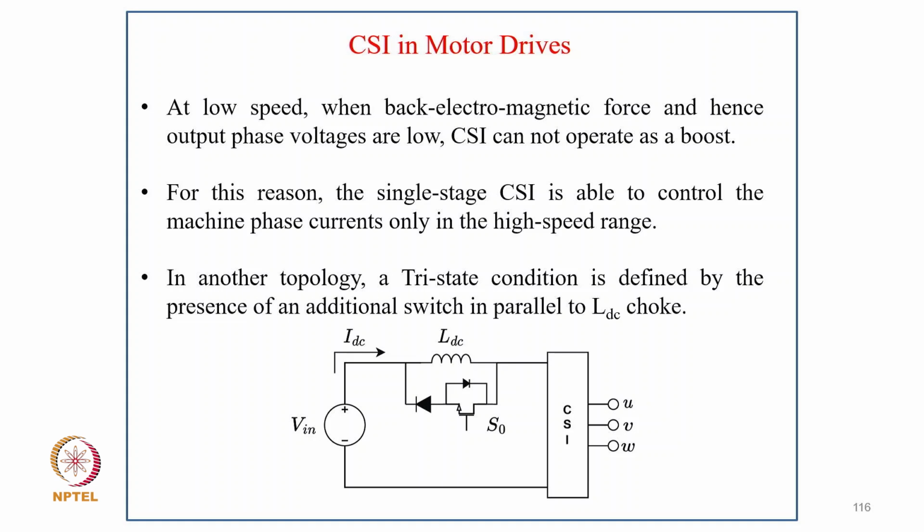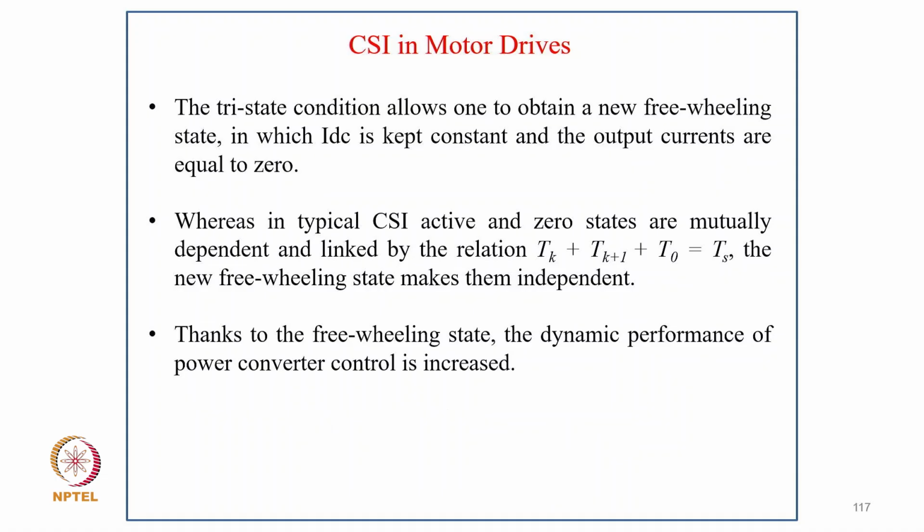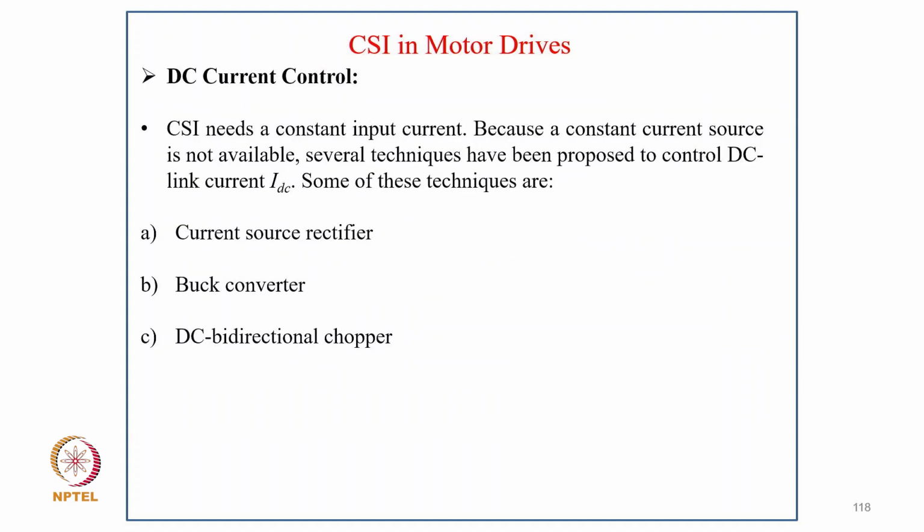So in another topology, a tie-state logic condition is defined by the presence of an additional switch in parallel to the DC link choke, as shown in the figure. The tie-state condition allows one to obtain a new freewheeling state in which the IDC is kept constant and the output currents are equal to zero. Whereas in a typical CSI, active and zero states are mutually dependent and linked by the relation Tk + Tk+1 + T0 = Ts, the new freewheeling state makes them independent, and thanks to the freewheeling state, the dynamic performance of the converter control is increased.